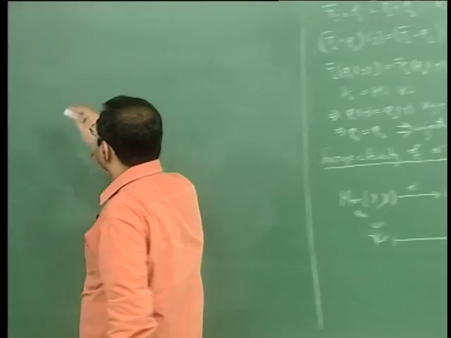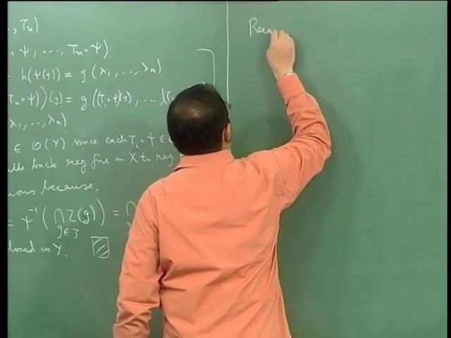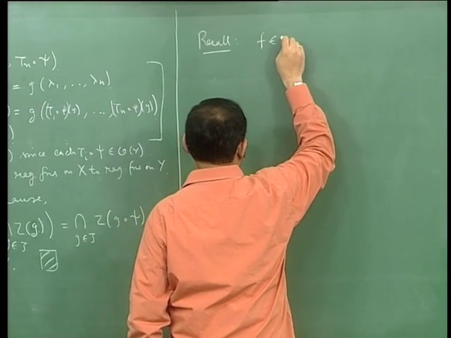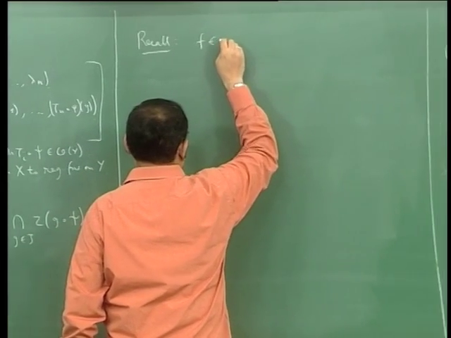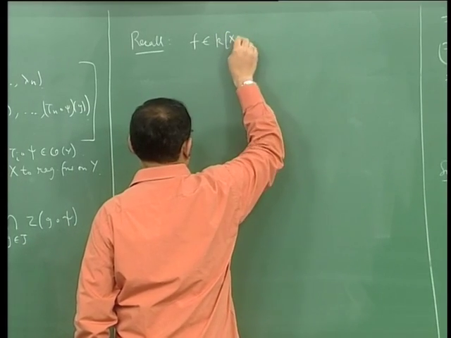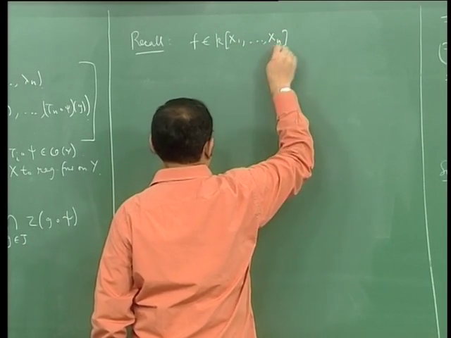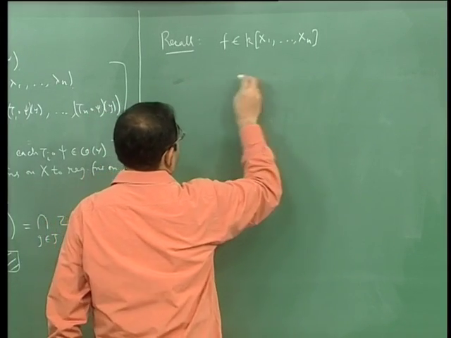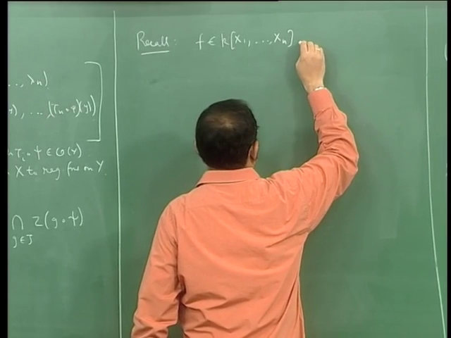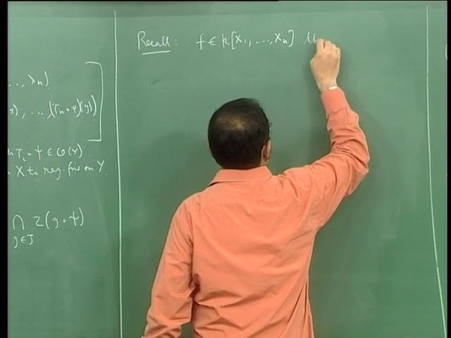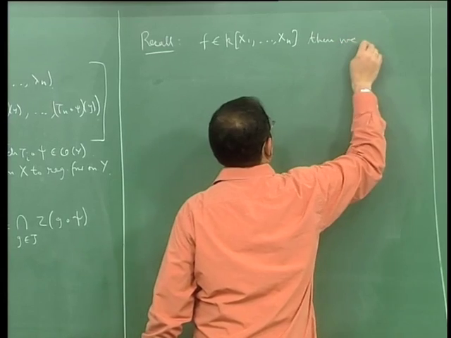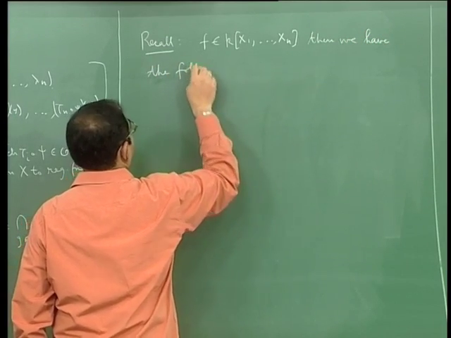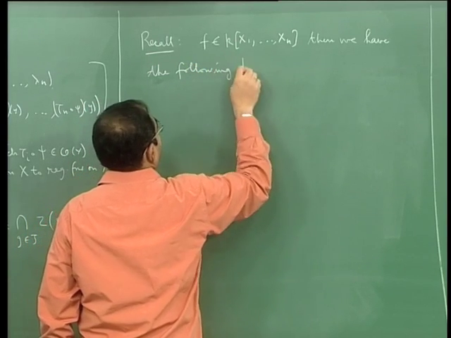So if you recall, if you have f in the polynomial ring k[x1 through xn], then we have the following bijection.